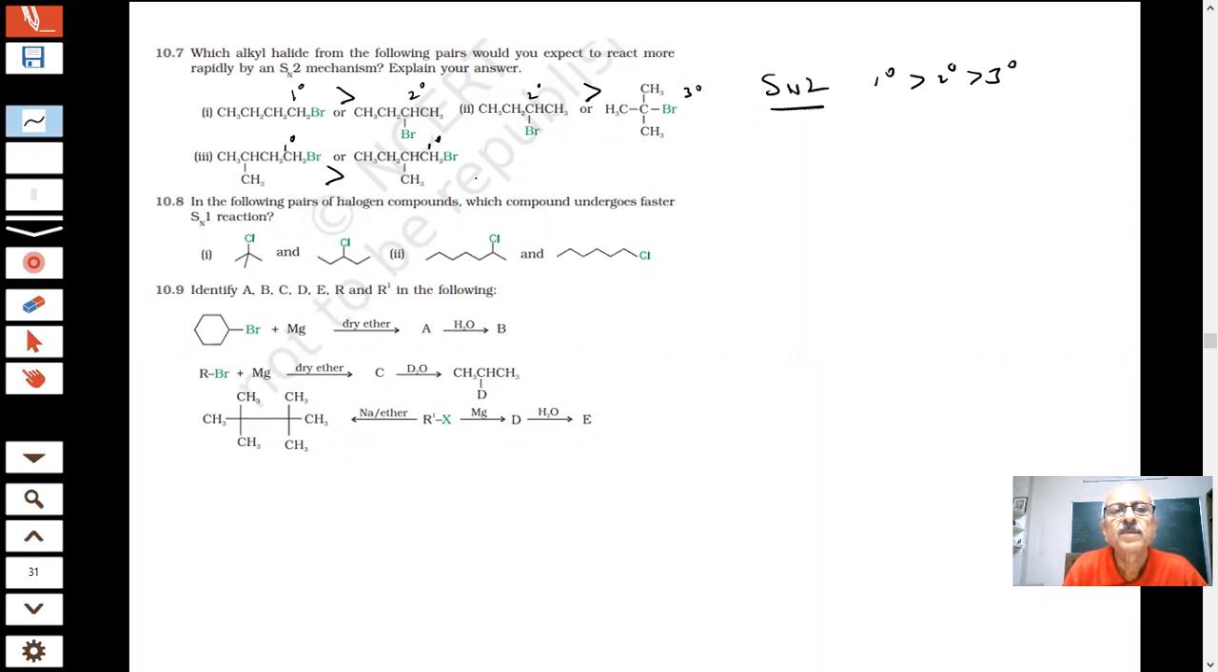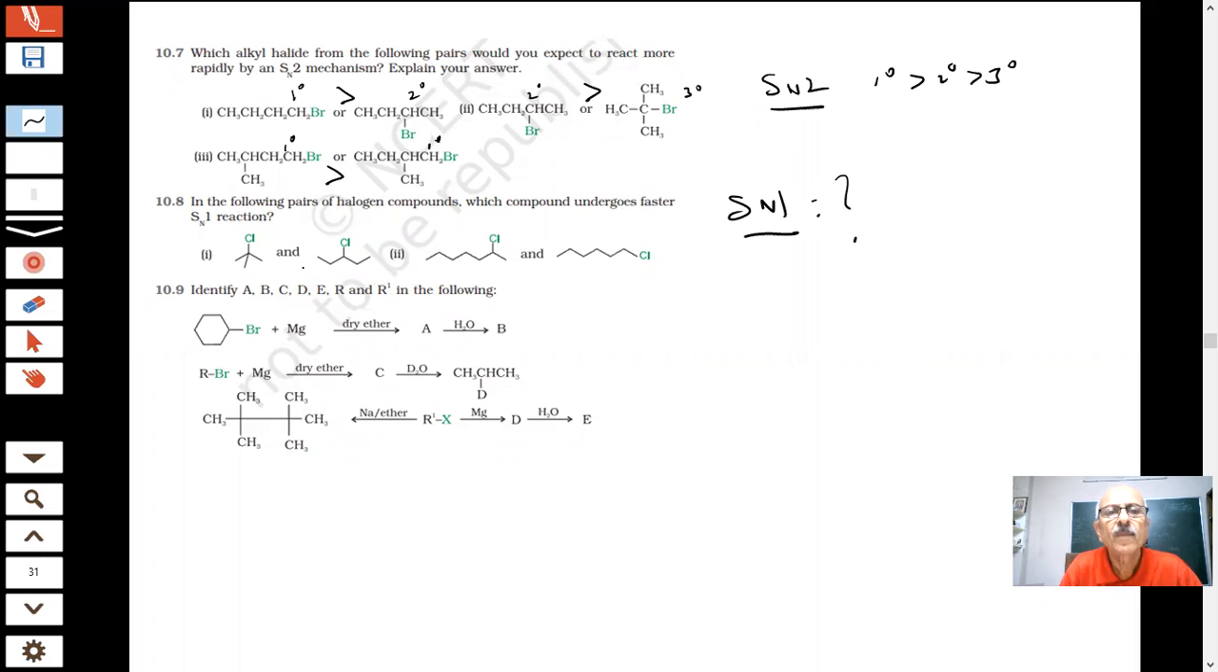Okay, sir. Now question 10.8. In the following pair of halogen compounds, which compound undergoes faster SN1 reaction? Now he is comparing the rates of SN1. Very important, one question is coming in the paper. I am telling you. Which will be faster in SN1? This one or this one?